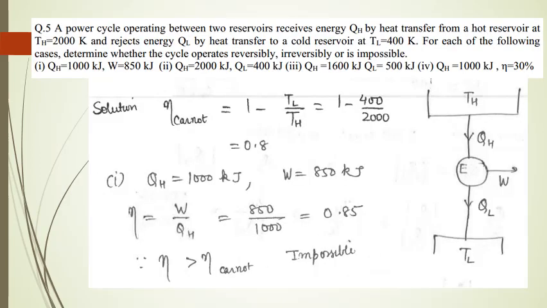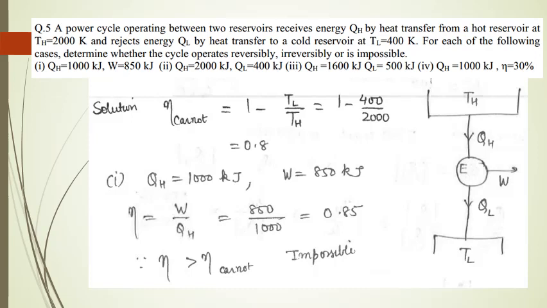A power cycle operating between two reservoirs receives energy QH by heat transfer from a hot reservoir at TH equal to 2000 Kelvin and rejects energy QL by heat transfer to a cold reservoir at TL equal to 400 Kelvin. For each of the following cases, determine whether the cycle operates reversibly, irreversibly, or is impossible. In the first case, QH is equal to 1000 kilojoule and work is equal to 850 kilojoule.